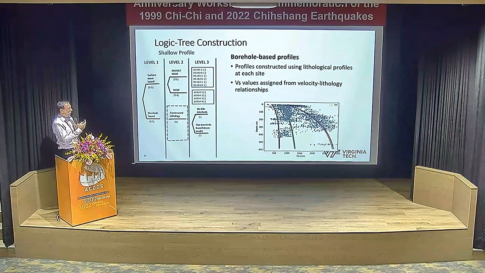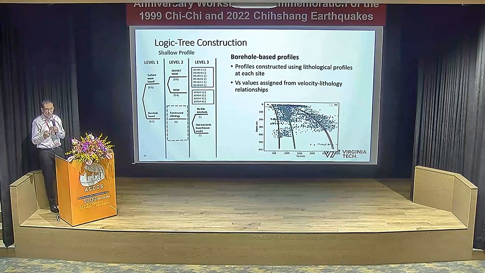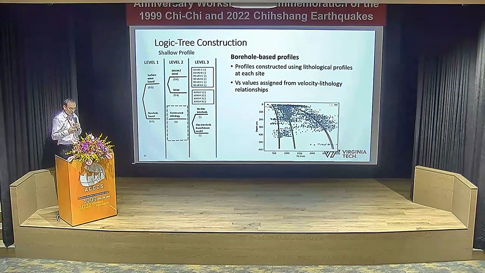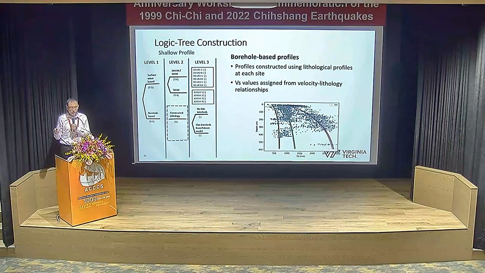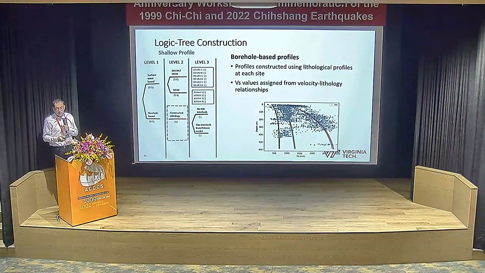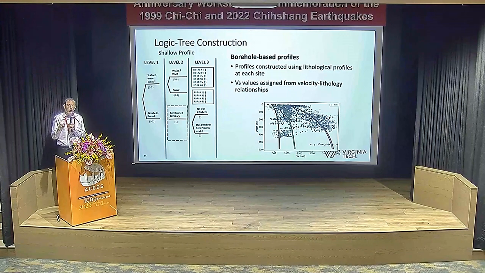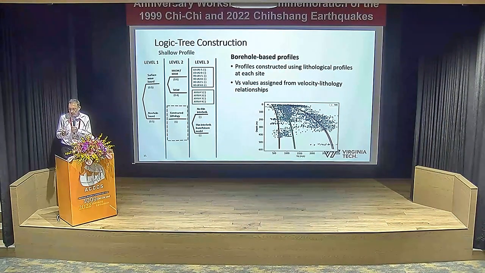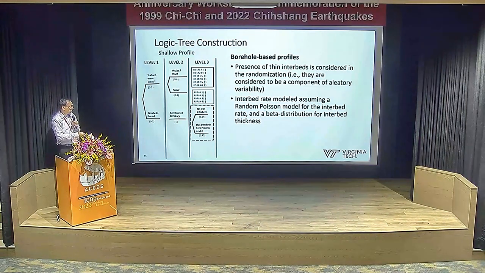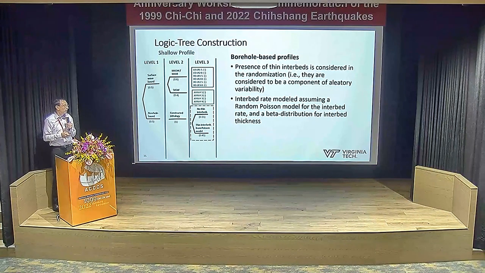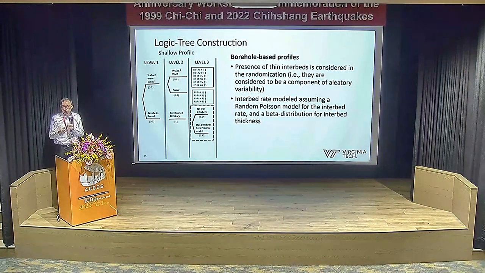As mentioned before, we constructed the profile using the lithological profile, for which we had significant information, and then we assigned values of shear wave velocity to different units within the profile from a regression that was done using velocity measurements across the entire Idaho National Lab. For our model for the thin interbeds, we used a Poisson model that was calibrated using the rate of interbeds that were observed at the site.